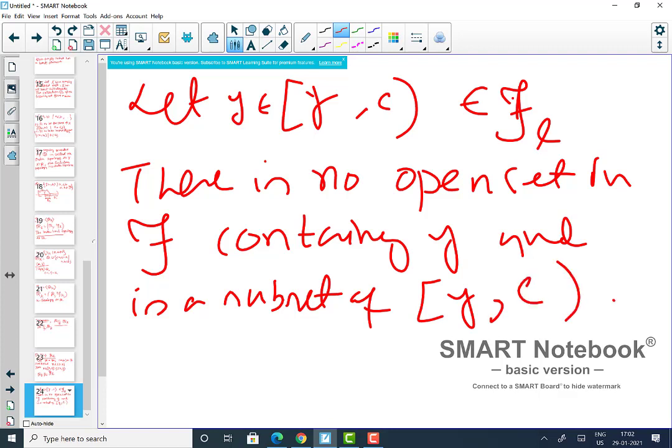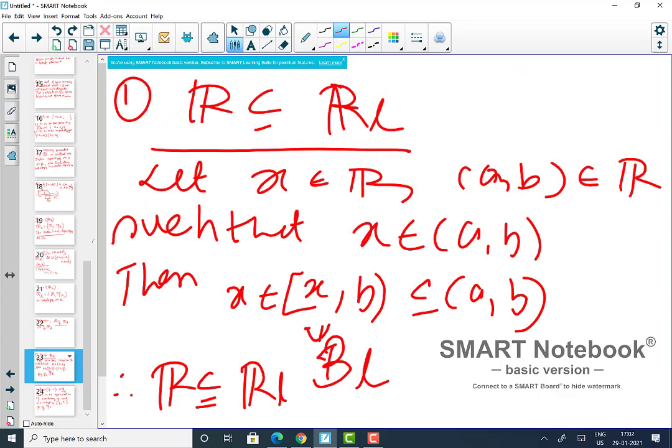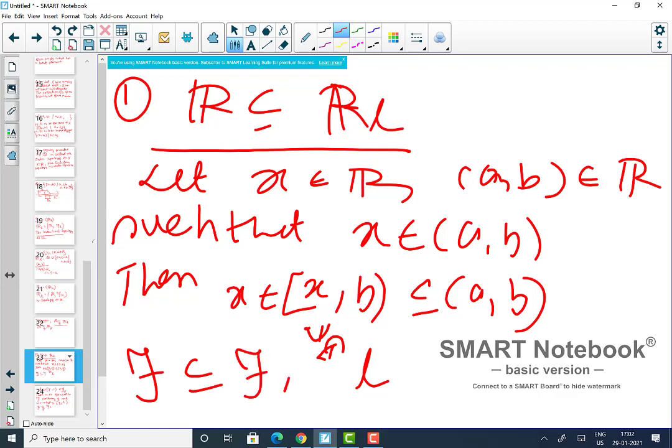There is nothing. So what does that mean? That means these kinds of open sets are not inside R, like under the usual topology. So that tells you that tau is strictly coarser than tau L. So this is not the right symbol; I should not say this. I should say rather that tau L is finer than tau.